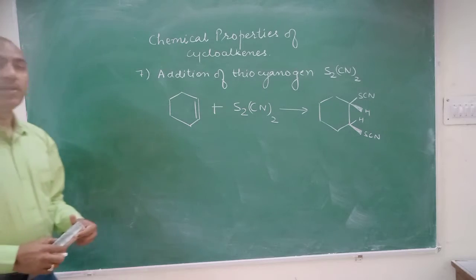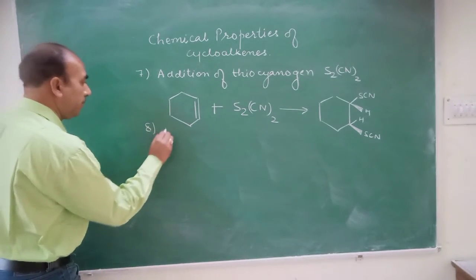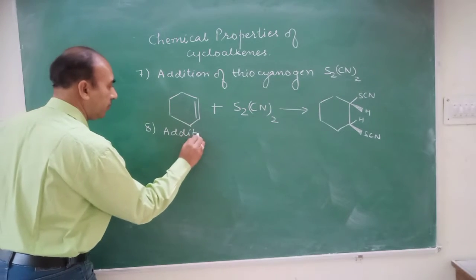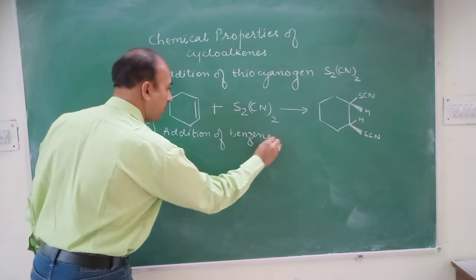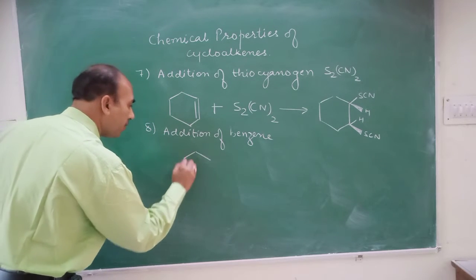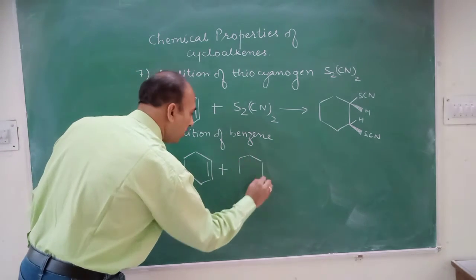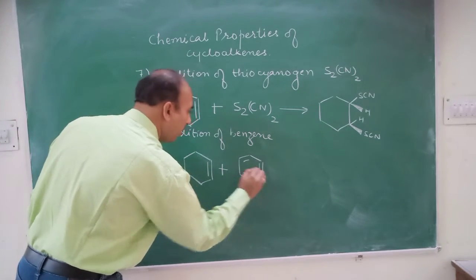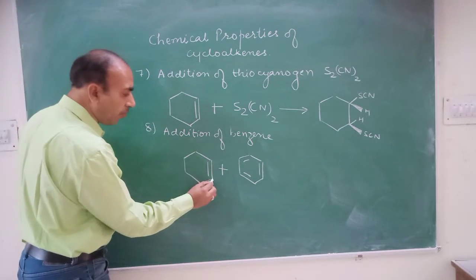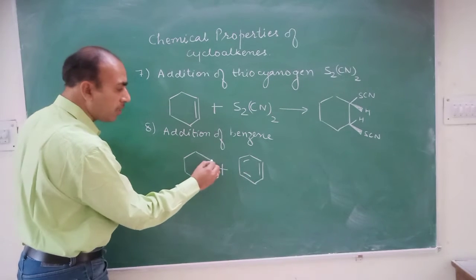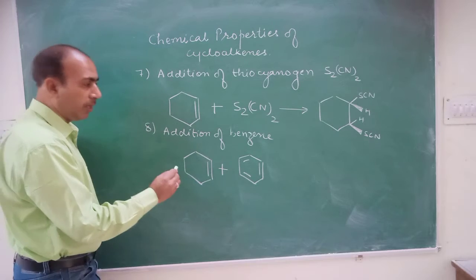Next is the addition of benzene to cyclohexene. This is cyclohexene, and when we add benzene to cyclohexene, an H atom is added on one of the carbons and the phenyl part is added on another carbon. In this way, this double bond gets saturated.